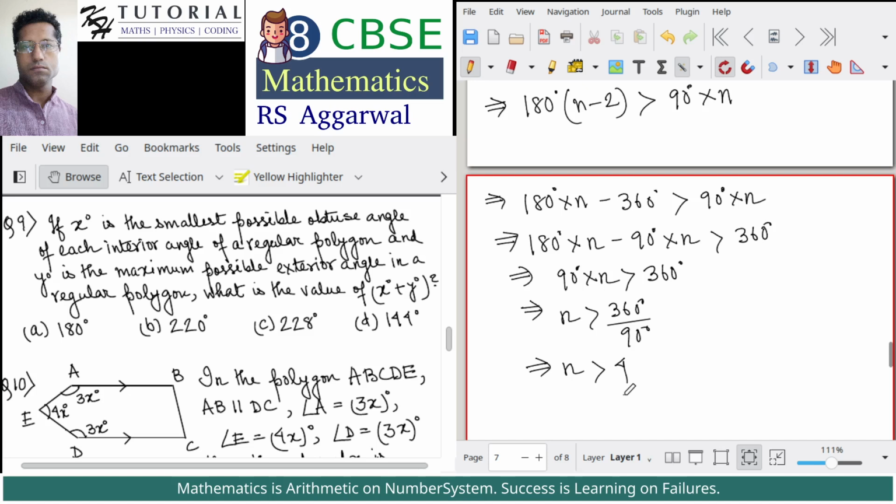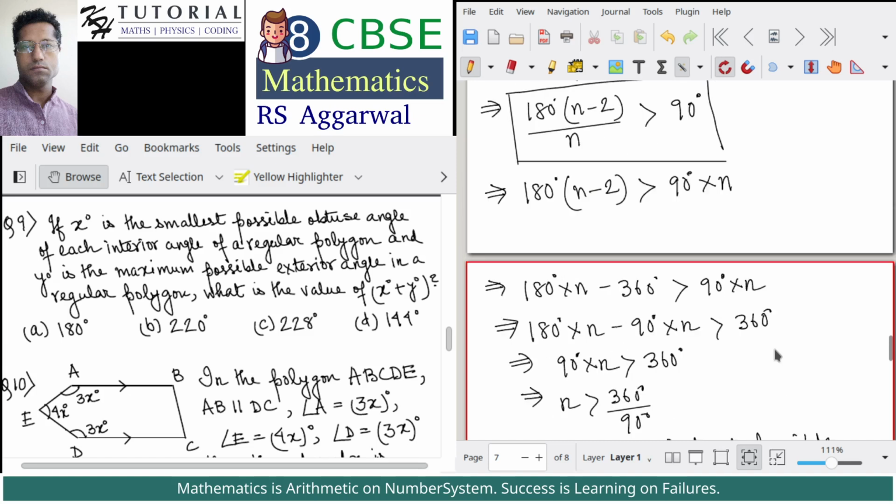N greater than 4. So this implies the least possible value of n is equal to 5. N is greater than 4 and n are natural numbers, so n can be 5. Now, so n is 5.